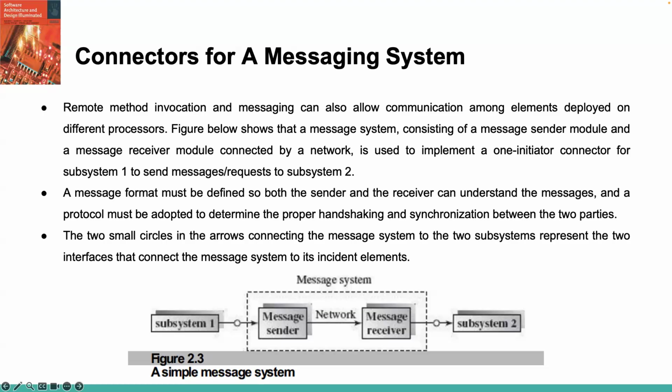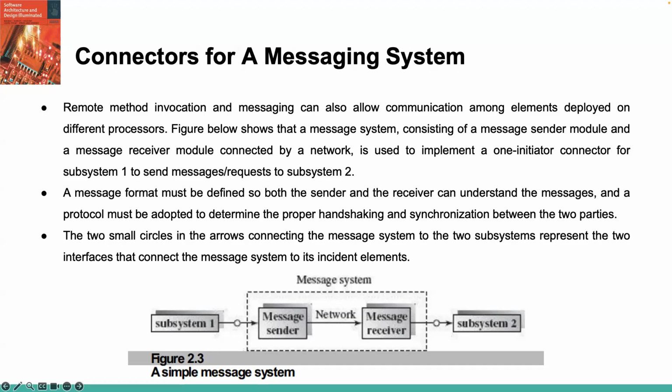Let's say subsystem 1 wants to send a user order details to subsystem 2. The message might be structured like a JSON. So JSON can have order ID 12345, and product is laptop, and how many quantity, that is 1. Both subsystem 1 and subsystem 2 must understand this format so they can properly send and receive messages.